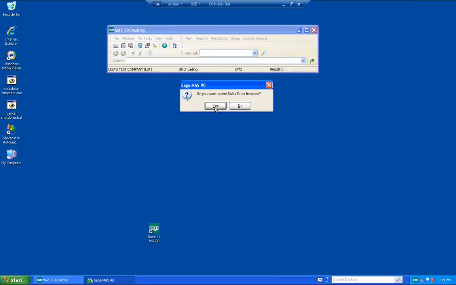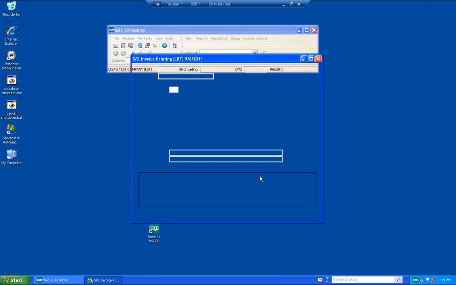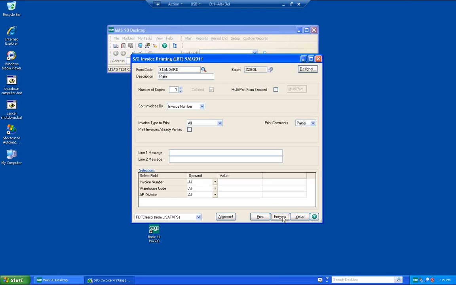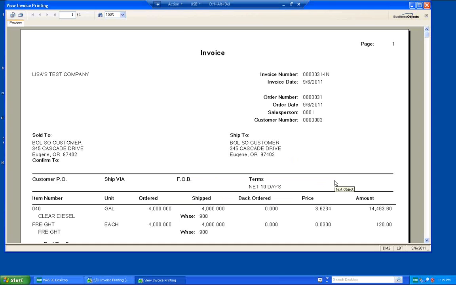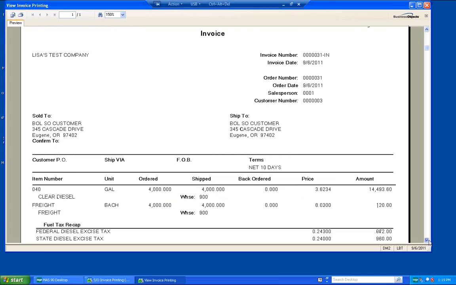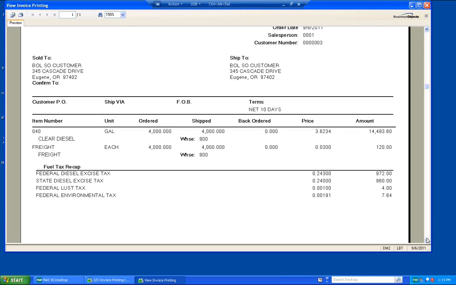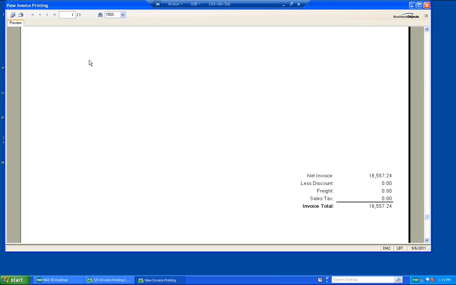Now it asks if I want to print the invoices. Here I'm going to say yes, and print my invoice. We can see where it's charging my customer the correct price. He's getting charged 3 cents a gallon for the freight. He's getting charged the fuel taxes. This particular invoice is set up to recap the taxes rather than print the taxes underneath each item. And then, of course, we've got our total at the bottom.